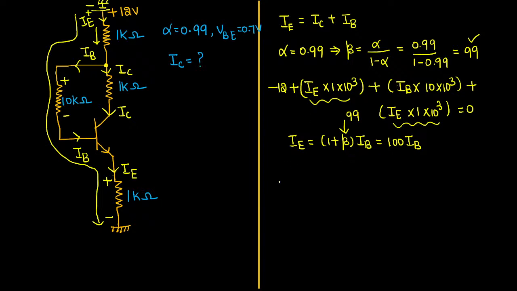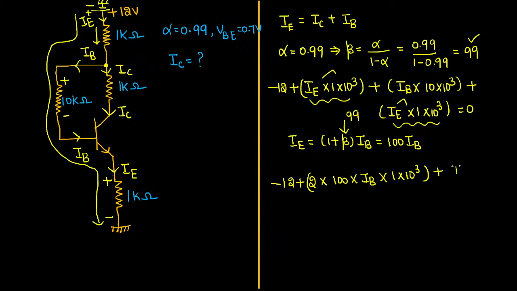So the overall value will become 100 times base current. Here already we can write like this: minus 12 plus, we have 2 times emitter current. So 2 into emitter current will be replaced by 100 times base current IB into 1 kilo ohm, that is 1 into 10 power 3. This all will become a single group.